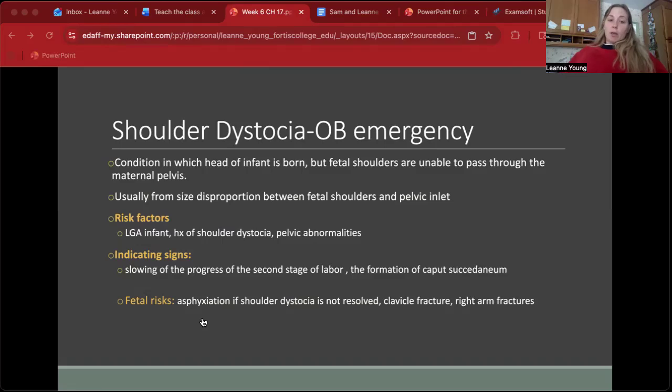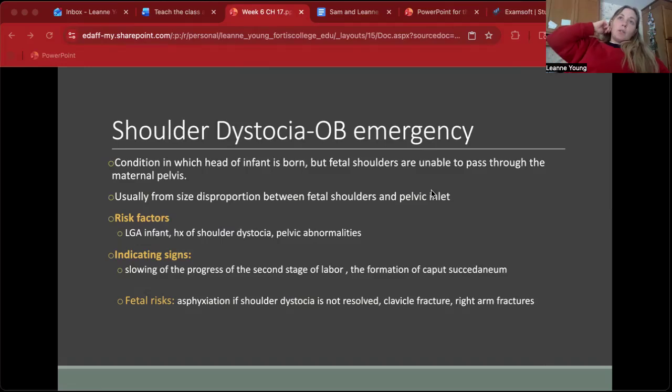Risk factors would be a large for gestational age infant, a history of shoulder dystocia, or if mom has any type of pelvic abnormalities. What are some indicating signs that we can see with shoulder dystocia? Slowing the progress of the second stage of labor, or if baby is forming a lot of caput, I can't say that last word, but caput. When that baby's head is molded and you just feel a lot of excess skin and you don't feel any of the baby's bones of the skull. Okay. We'll see a picture of caput here later in this class.